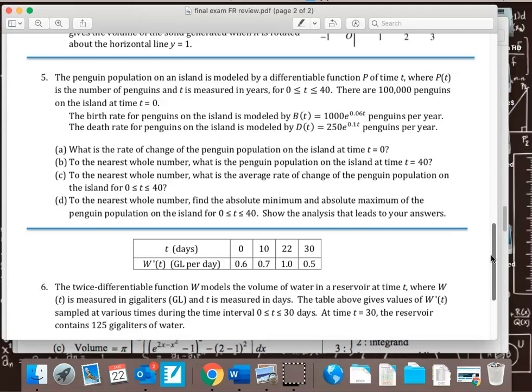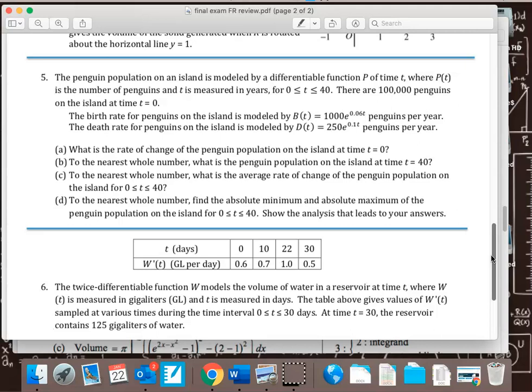So we've done a number of these. We did drain pipes and gravel piles and rock concerts. I think we did an amusement park. So all kinds of different problems, same context, same type. So in this case, it's penguins.